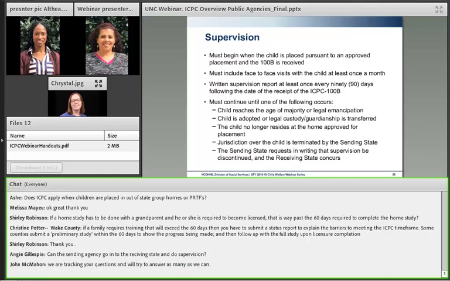When you're doing your supervision, you should be sure to include any available report cards, or if there's any evaluations or other reports that have been done during that period. Those are helpful to send to the sending agency as well.